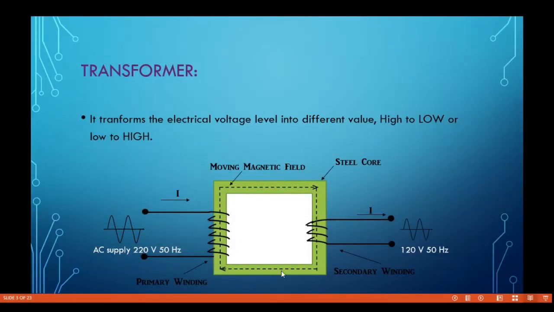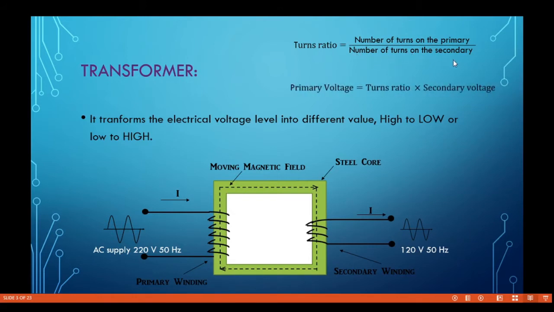This is simply the working, due to the mutual inductance between these two coils, we have the secondary output here. That is the turns ratio, and the turns ratio is equal to the ratio of the number of turns on the primary winding to the number of turns on the secondary winding. Using this turns ratio, you can calculate the primary voltage you have applied, which equals the turns ratio times the secondary voltage. Here we have applied 220 volts and we are getting an output of 120 volts.